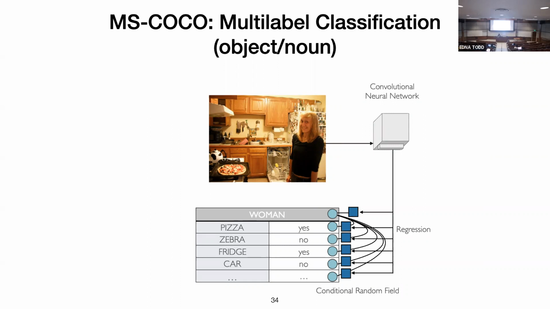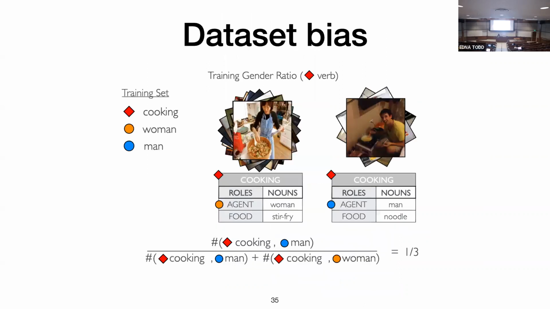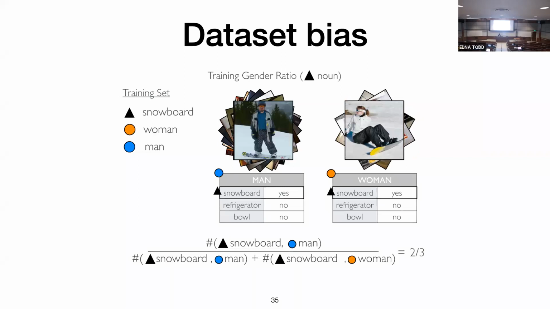The task is that we want to predict if one object is in the image, as well as if a man or woman is in this image. And again, we will calculate the same ratio as we did in the imSitu data set, just replacing the verb with the object in the image. Now this time the snowboard is more closely related to male, so we will have a larger value here. By larger, I mean it's larger than 1/2. Okay, so that's the background about the data set and the task.